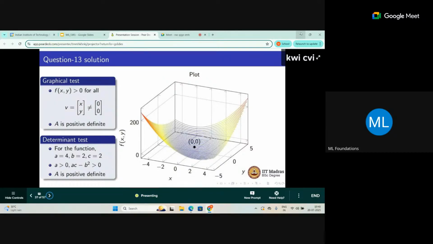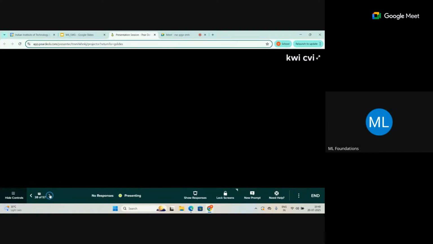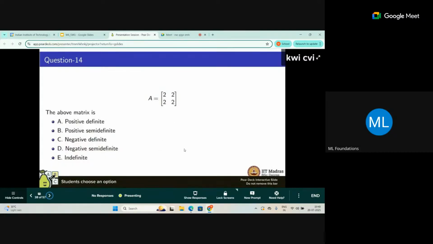So this function, for any given x and y, is greater than 0, and hence it is positive. The second thing is, A is greater than 0 and AC minus B square is greater than 0. That is why it is positive definite. Okay. What about this matrix?